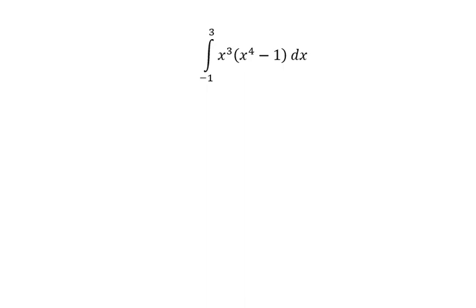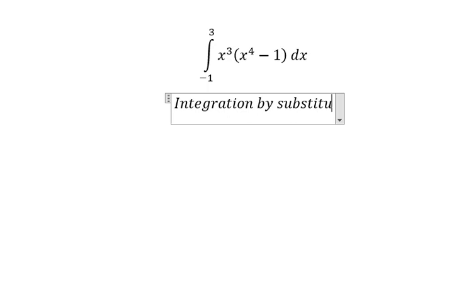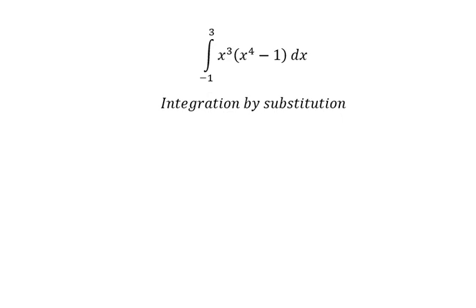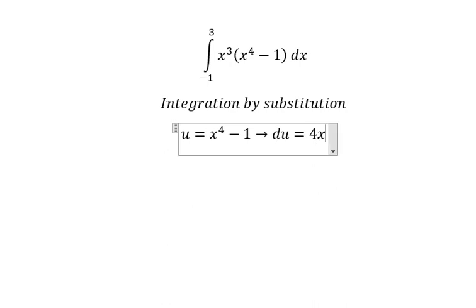Question number 2. We need to use integration by substitution. So I need to put u equals to this one. Later we do first the derivative for both sides. And we have 4s to the power of 3 ds.